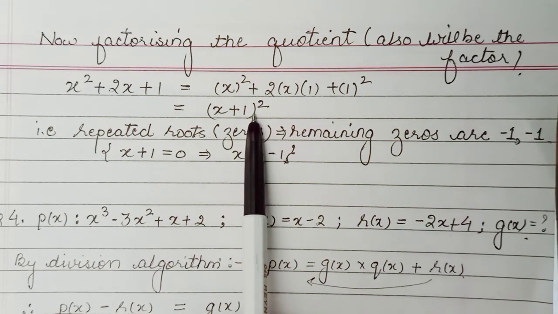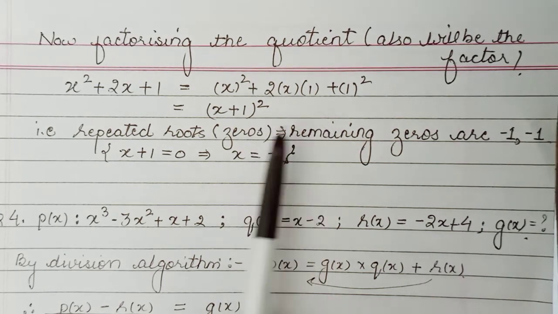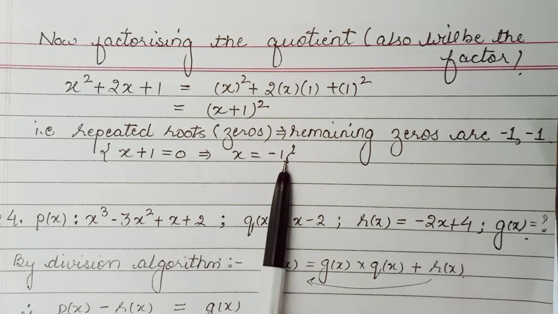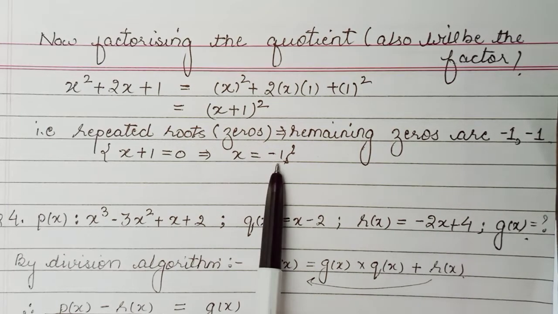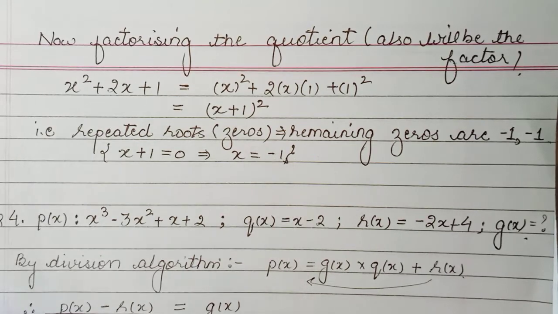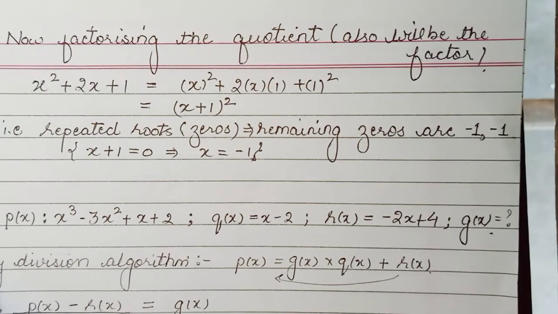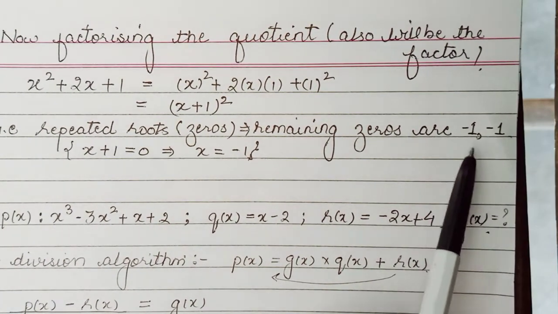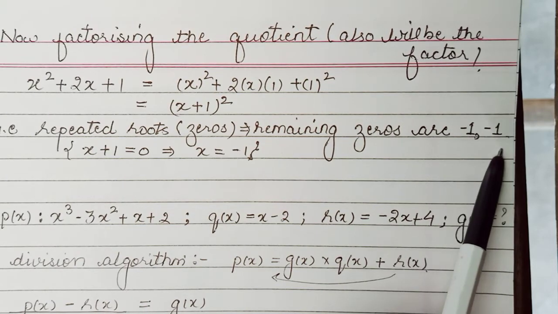Okay, x plus 1, one factor, another one also x plus 1. So from x plus 1, your x or your 0 comes out to be minus 1. Same zeros, both the zeros will be same because same factor has come. So the repeated, the remaining two roots will be minus 1 and minus 1 again.